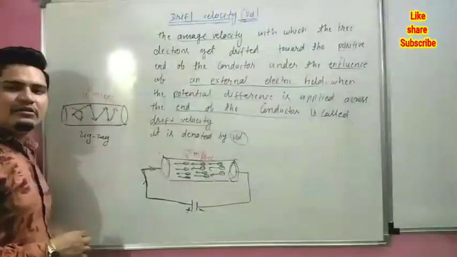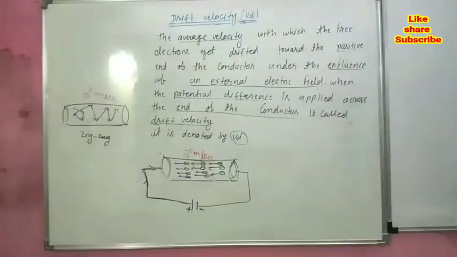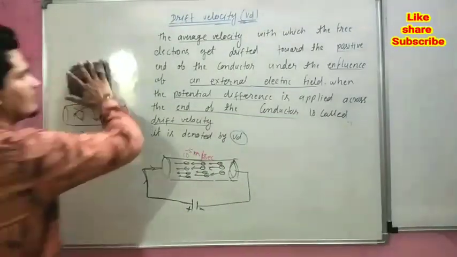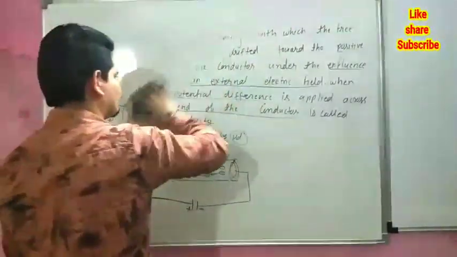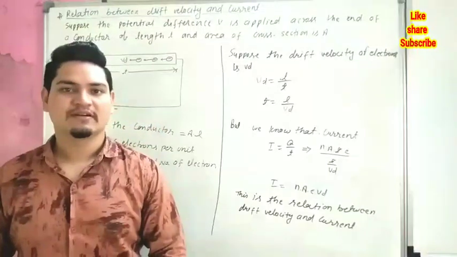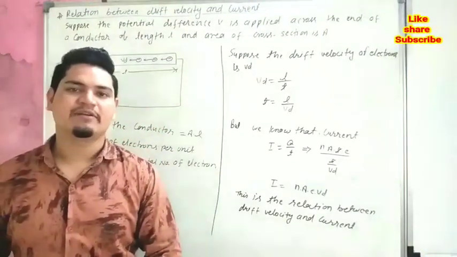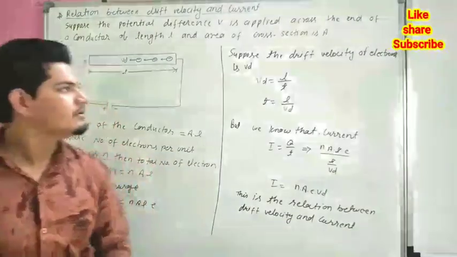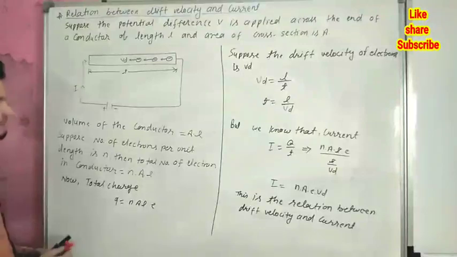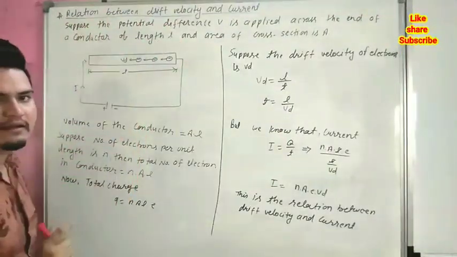So we are going to start our next topic. You can write it now. Our next topic is the relation between drift velocity and electric current.